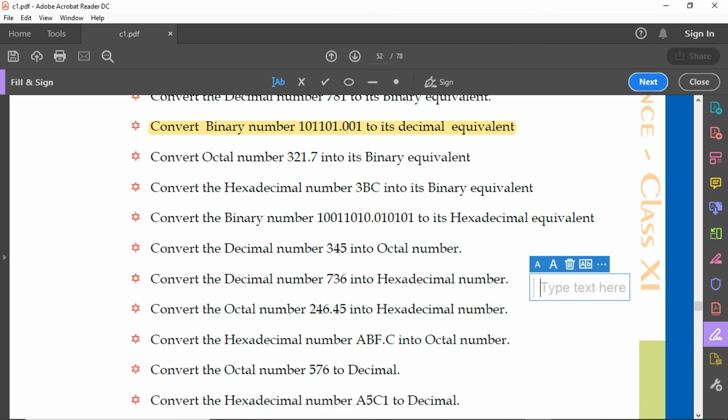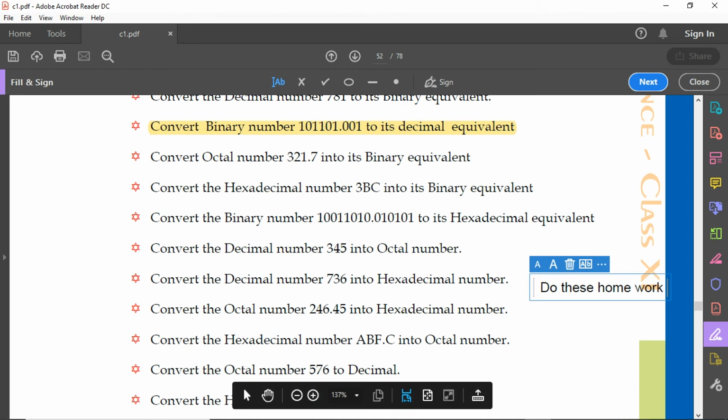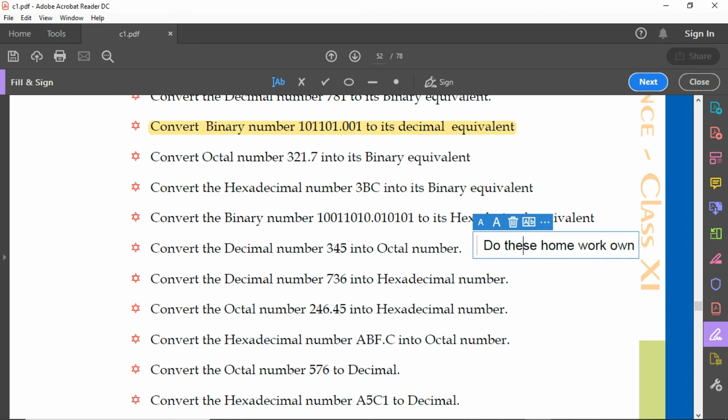Convert the decimal number 345 into an octal number. Convert the decimal number 736 into a hexadecimal number. Convert the octal number 246.45 into a hexadecimal number. Convert the hexadecimal number ABFC into an octal number. Convert the octal number 576 to decimal. Convert the hexadecimal number A5C1 to decimal.